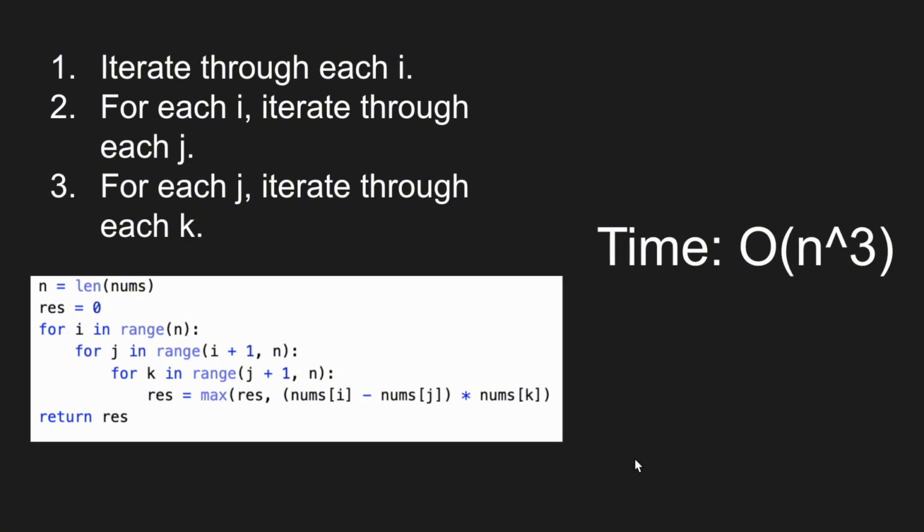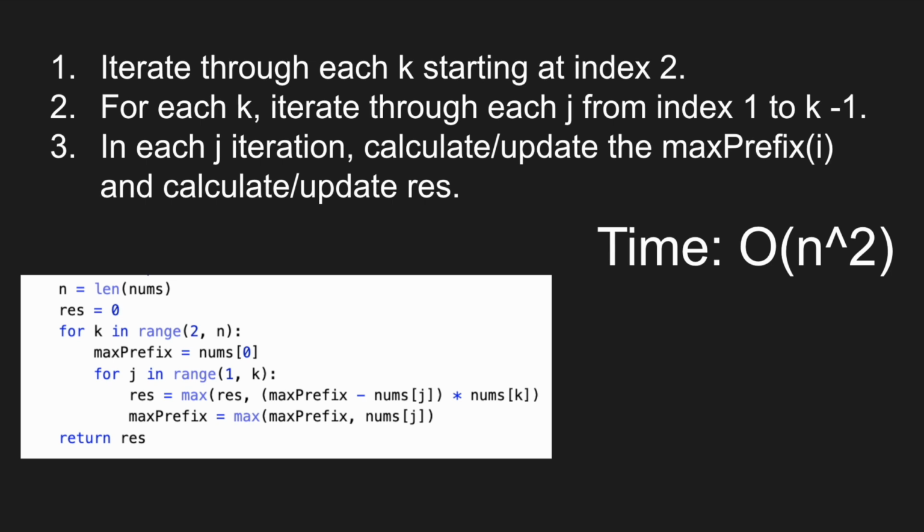There are more efficient ways to solve this problem, so let's go over them. A slightly more efficient way is to iterate through each k and each j. At each k, we start at index 2, and we also iterate through each j from 1 to k minus 1 inside the k loop. Instead of iterating through each i, we just keep track of i as the max prefix, which is on the left. So instead of only keeping track of the result as in the previous approach, we keep track of the left index and the max result. That way we save one extra for loop, so we can make it O(n squared).